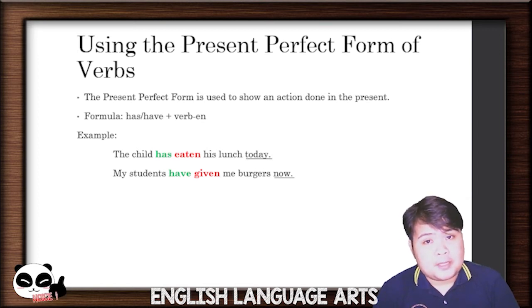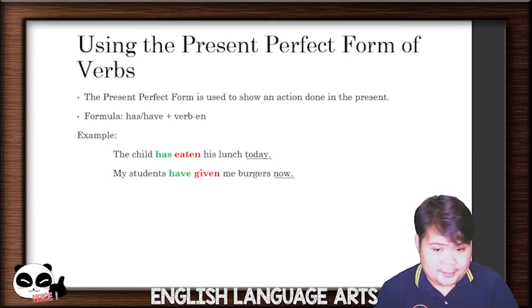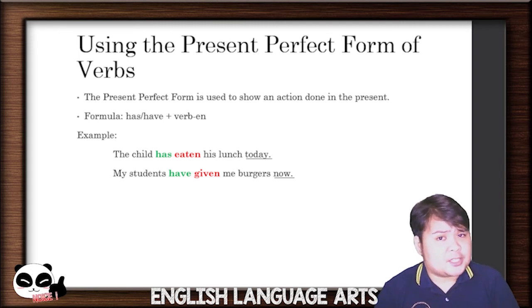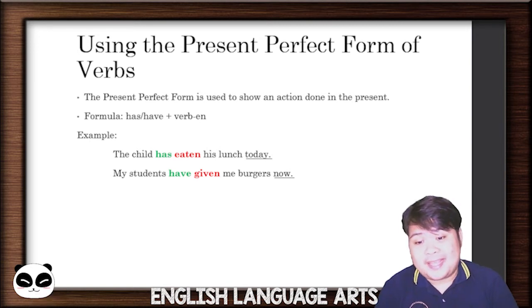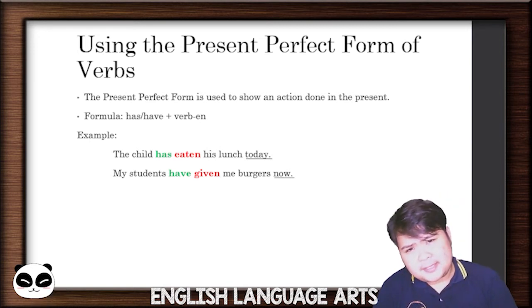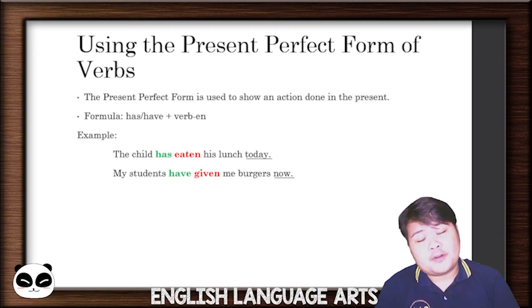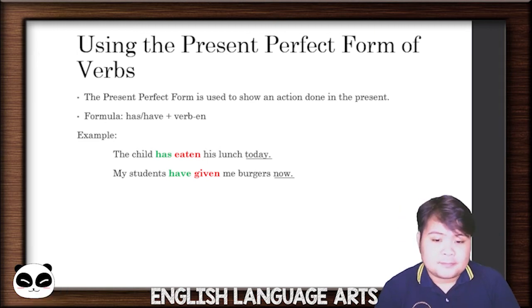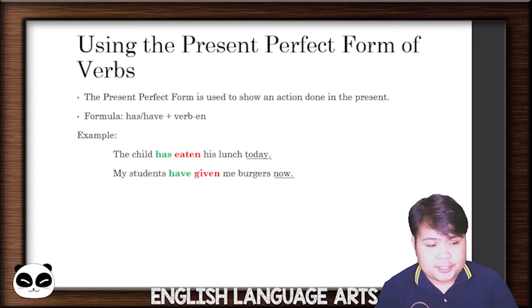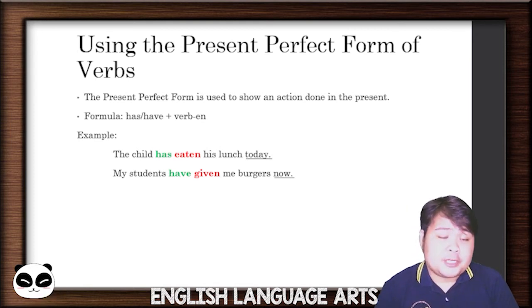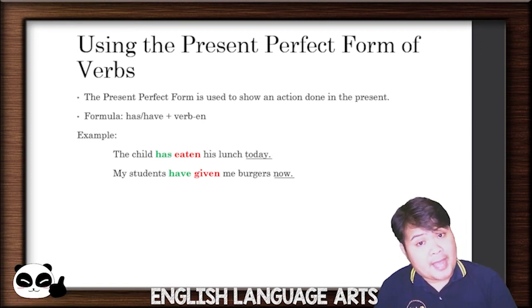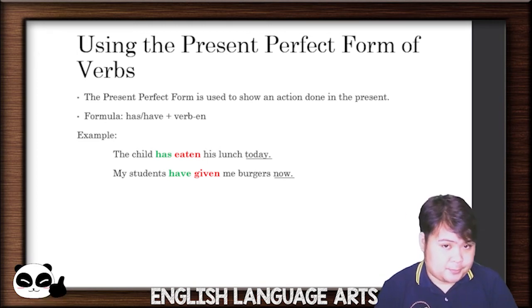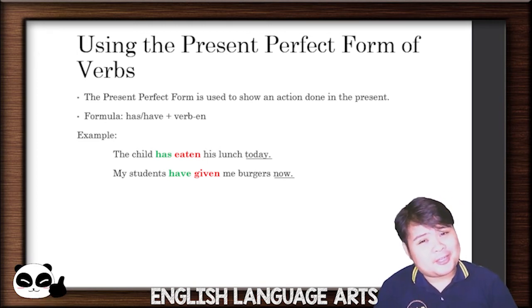Take, for example, the child has eaten his lunch today. Same thing, the one in green is your helping verb, and the one in red is your main verb. That is your verb in en form. Here we see that the subject is singular, therefore you use the verb has. And today is your time expression. My students have given me burgers now. Your subject is plural, my students, followed by the word have because the subject is plural. All right? And then your time expression is now.